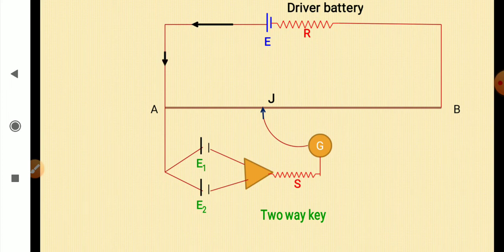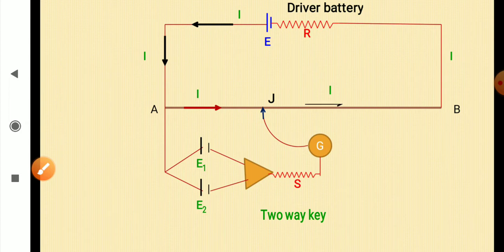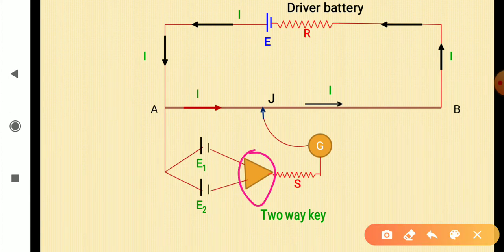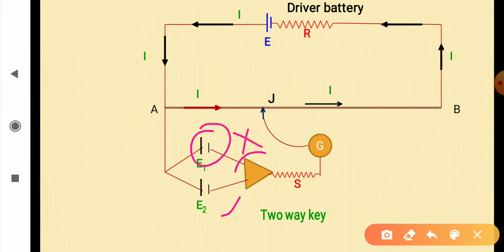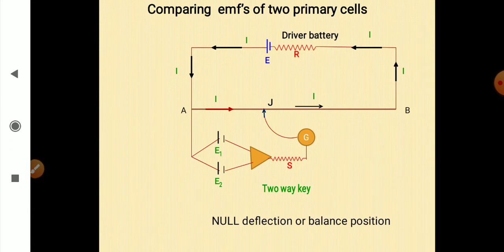Now the current from driver battery starts, and see, in null deflection position no current will be drawn from either of the cell. Okay, so look at it. Now what is the role of this two-way key? What we can do is we can put cells in the circuit one by one. Means when we put E1 in the circuit, E2 will remain off, and when we put E2 in the circuit, we will open or switch off E1. So that is the role of this two-way key. Okay, so I hope the circuit is clear.